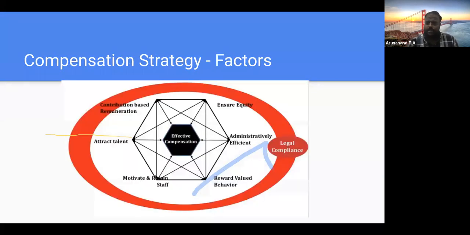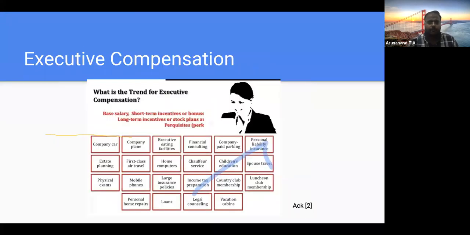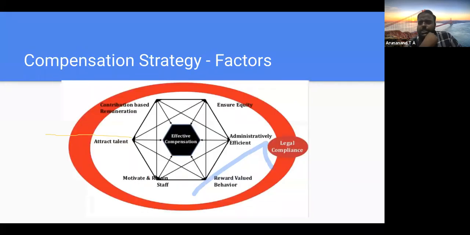Okay, so this is part 3, but yeah, I'll quickly go. So this is the compensation strategy. When you're designing compensation, it's not about payroll alone. It's not about the salary that you get on paper. It's about various factors. So these are the intentions.